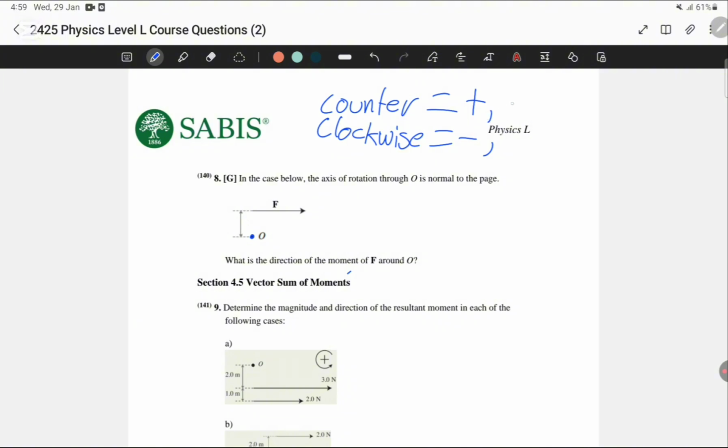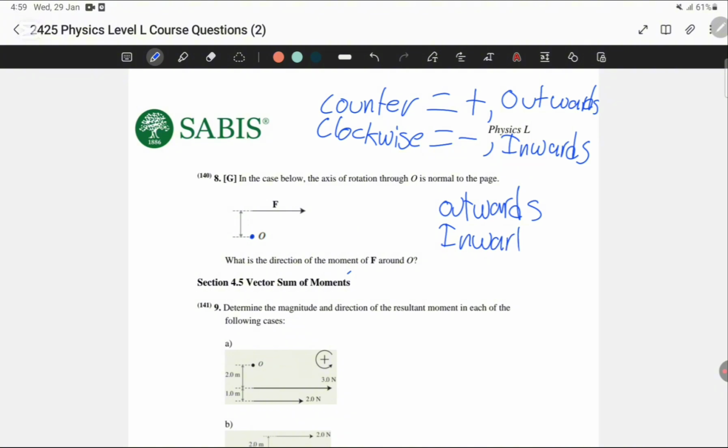Counterclockwise is outwards and clockwise is inwards. Outwards and inwards have their own sign. Outwards is this, inwards is this. You need to remember this for the exam. Alright?